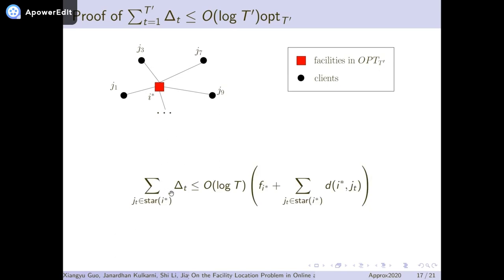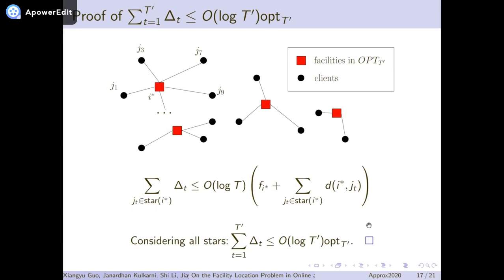The sum of delta t for star I is bounded by big O log t times the facility cost and the connection cost of star I. Then when we consider all the stars and sum up these inequalities for all the stars, we prove the key lemma.